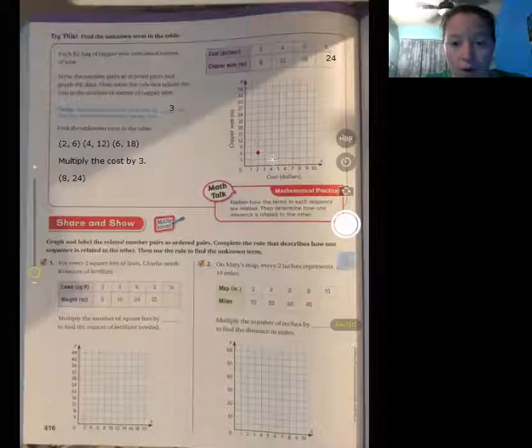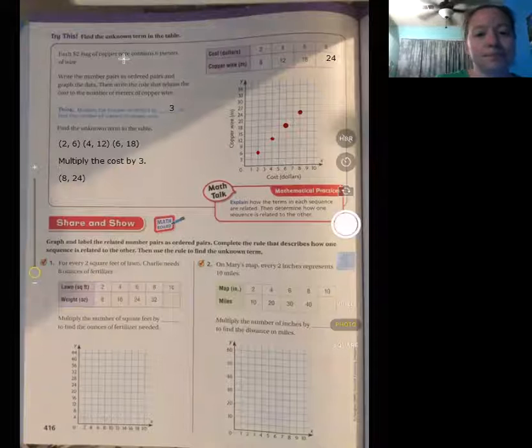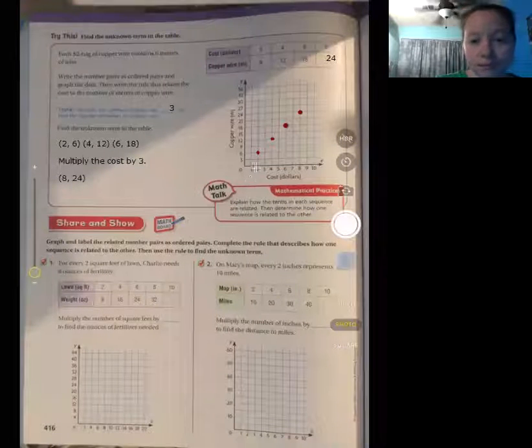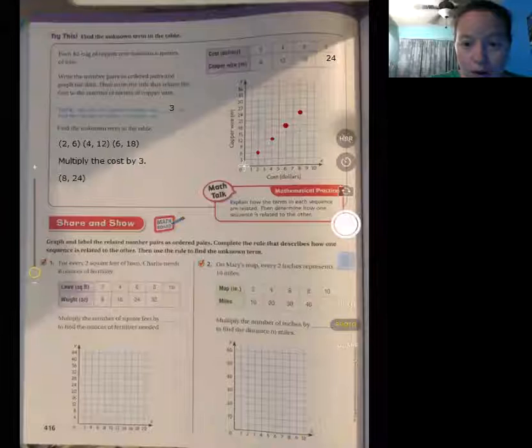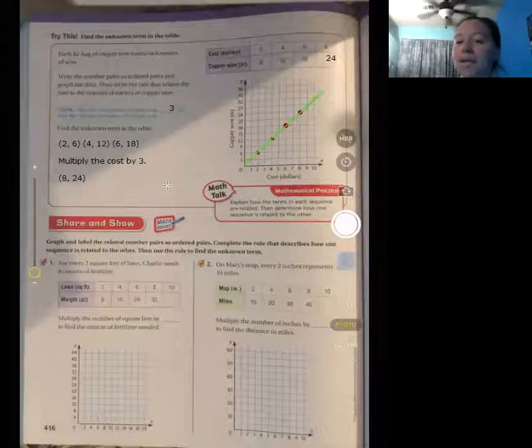To the 4, over to the 4, up to the 12. This is why I need to stop doing this. Over to the 6, up to the 18. And finally, we have over to the 8, up to the 24. We can then take our line and draw our line the whole way through, just like that. So it's all nice and pretty.